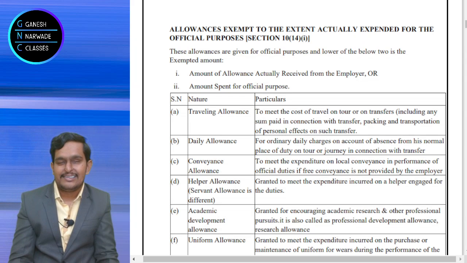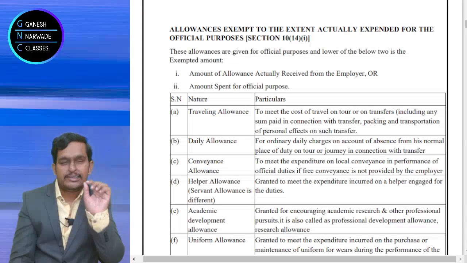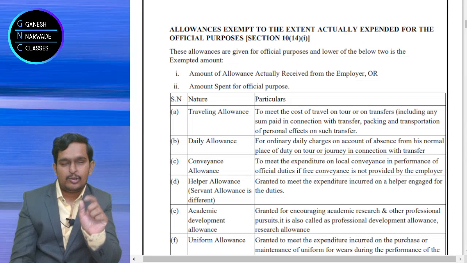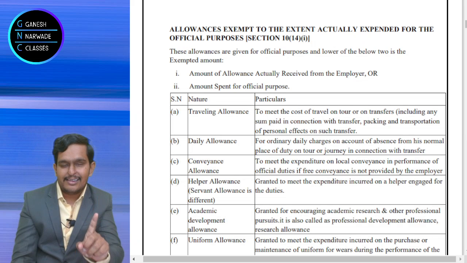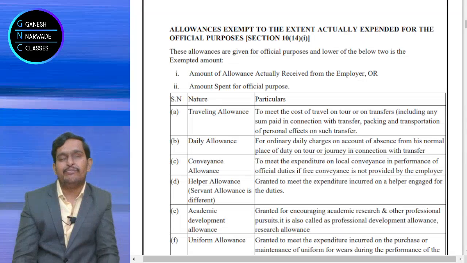So what they said, whatever you did not spend, you received from the employer, yes sir. You did not spend, yes sir. So it is taxable income to the employee. This is what we are going to discuss.